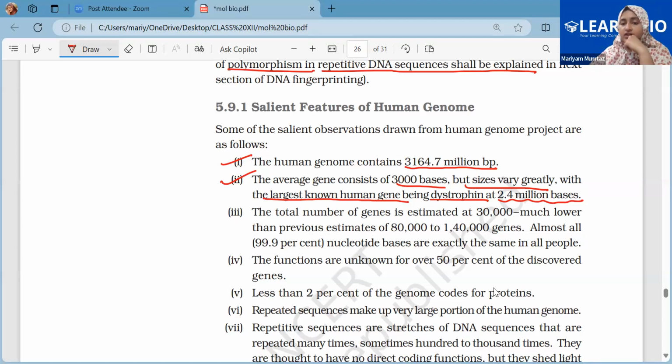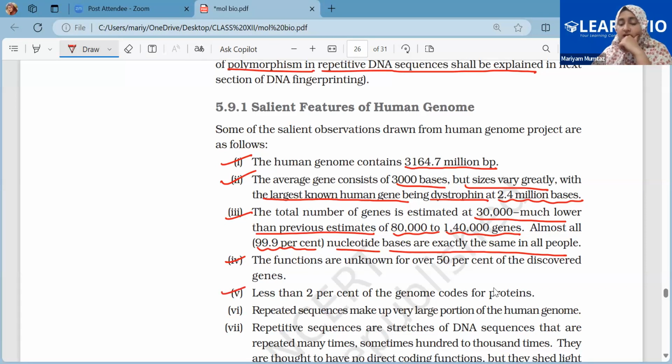The total number of genes is estimated at 30,000, much lower than the previous estimates of 80,000 to 140,000 genes. Almost all, that is 99.9% of nucleotide base pairs, are exactly the same in all people. The functions are unknown for 50% of the discovered genes. So for many of the genes we don't know the functions. Less than 2% of the genome codes for proteins.